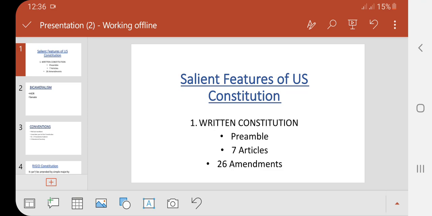So the first salient feature of the US Constitution is that it is a written constitution. It is a single document in codified form. It has a preamble, 7 articles and 26 amendments.